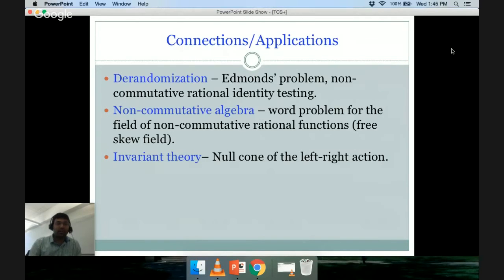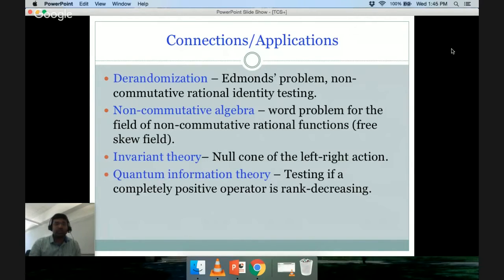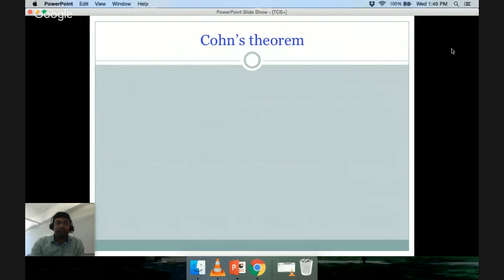It again has connections to invariant theory. This algorithm solves a fundamental problem in invariant theory and algebraic geometry, determining if the tuple is in the null cone of the left-right action. It also arises naturally in quantum information theory, testing if a completely positive operator is rank decreasing. I'm sorry, I won't have time to define all these problems, but I'll be happy to talk about it after the talk.